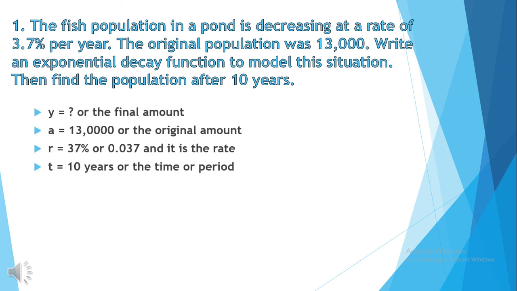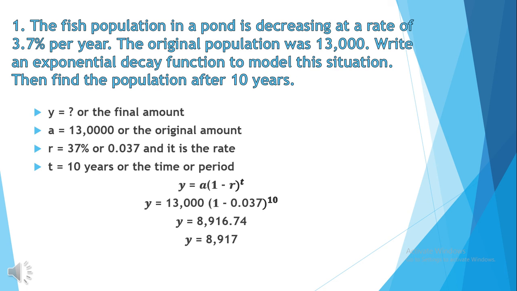First, we need to identify the given values of the function. Y is equal to question mark or the final amount, A is equal to 13,000 or the original amount, R is equal to 3.7% or 0.037 or the rate, and our T is equal to 10 years. We can now do the substitution method, where y = a(1 - r)^t, so y = 13,000(1 - 0.037)^10, and this is our exponential decay function.